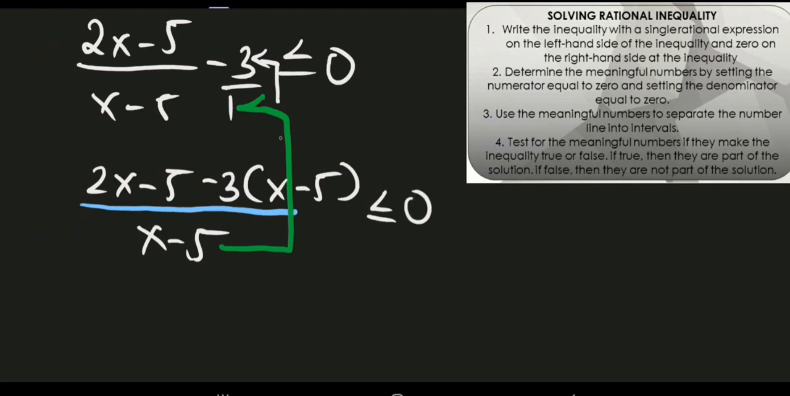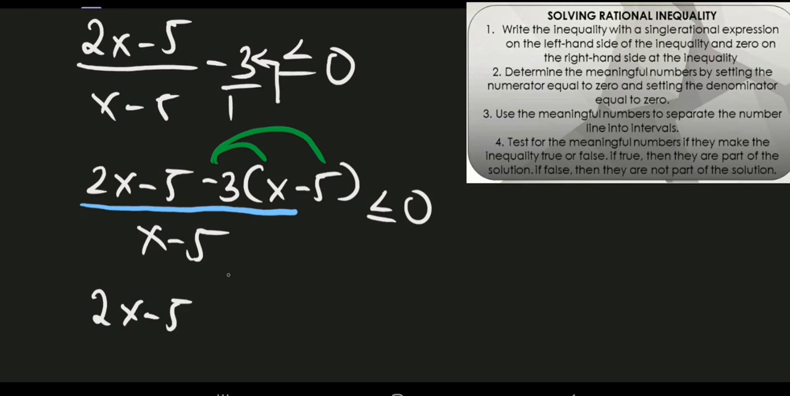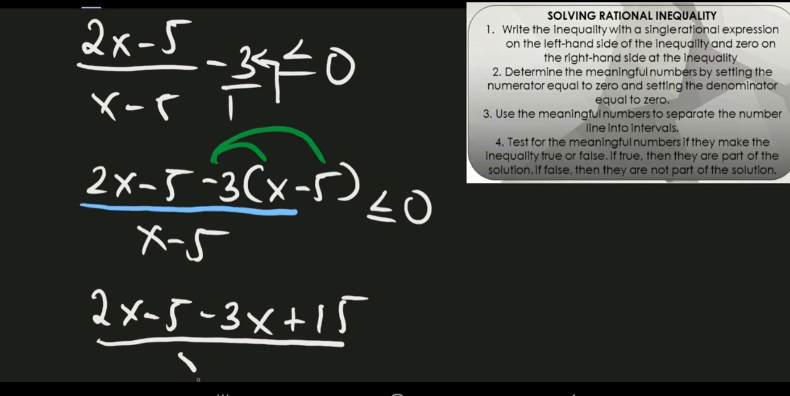Okay? And then after that, just simplify. So let's distribute the value of negative 3. So multiply to x and to negative 5. So therefore, it will give us 2x minus 5. Negative 3 times x, we have negative 3x. And negative 3 times negative 5, that is positive 15 all over x minus 5. And that is less than or equal to 0.